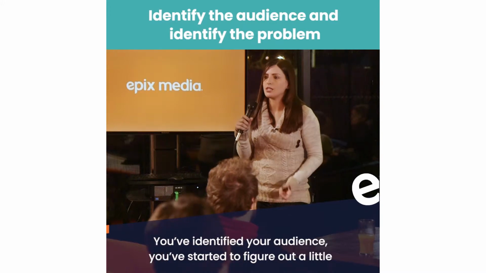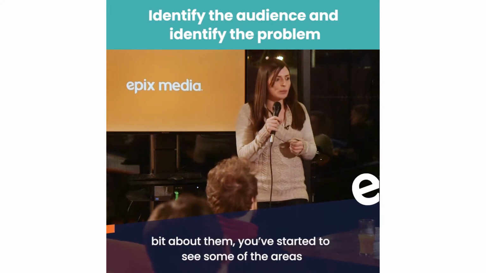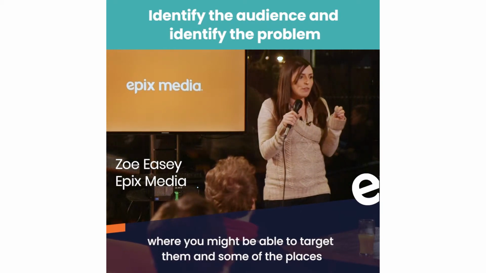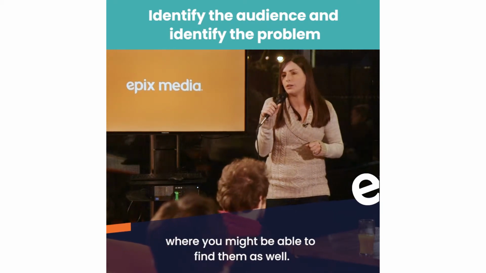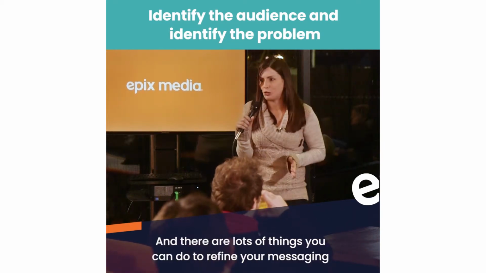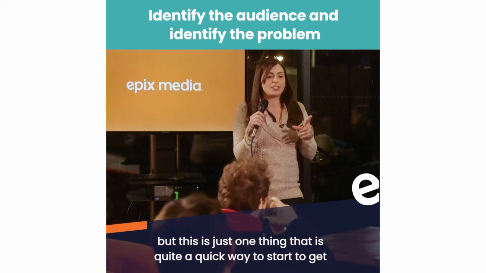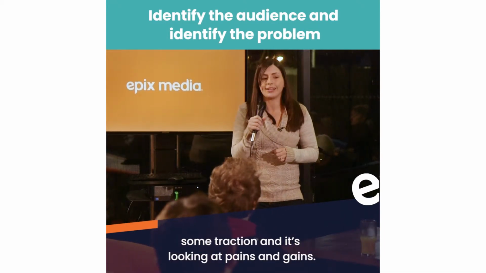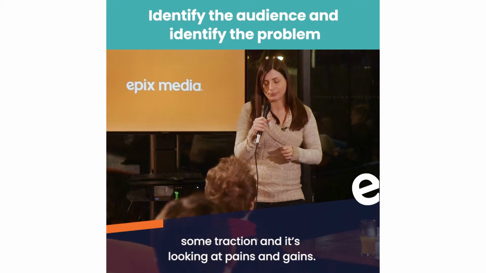You've identified your audience, you've started to figure out a little bit about them, you've started to see some of the areas where you might be able to target them and some of the places where you might be able to find them as well. But your messaging needs to be right too. And there are lots of things you can do to refine your messaging, but this is just one thing that is quite a quick way to start to get some traction, and it's looking at pains and gains.